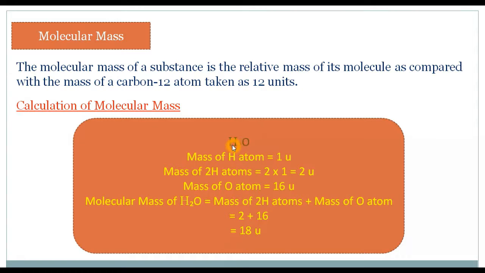So let's first look at the atomic masses of both. The mass of one hydrogen atom is 1 unit, but here we have 2 atoms of hydrogen, so the mass of 2 hydrogen atoms is 2 into 1, that is 2 units. The mass of one oxygen atom is 16 units, and we have only one oxygen atom here. So the molecular mass is the sum of the mass of 2 hydrogen atoms plus the mass of the oxygen atom: 2 plus 16 gives you 18 units. That means the molecular mass of a water molecule is 18 units.